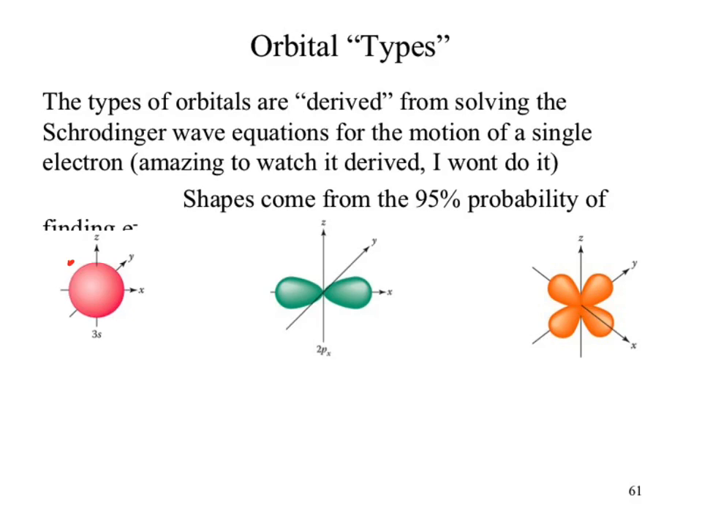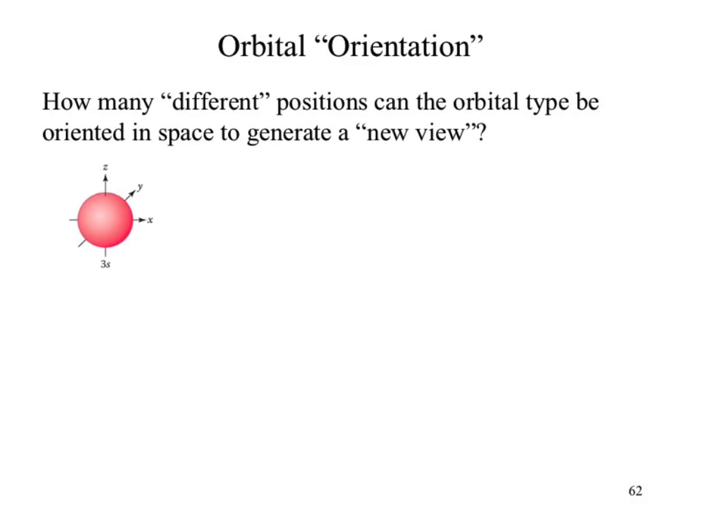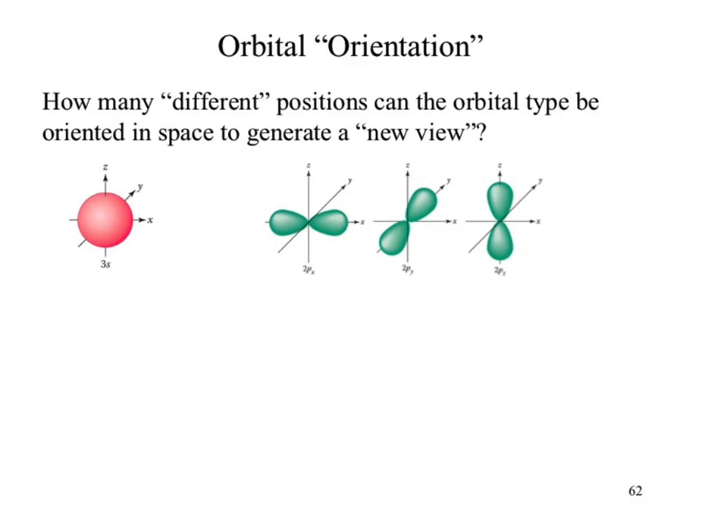When I move to the 2p, energy level and orbital type, I get a 95% probability of finding it in that dumbbell shape. Same deal with the clover leaf. So our sphere has one orientation, so we only get one orbital. With the dumbbell, because we can tell if it's rotated, that means we get more orbital types. We get three orientations. Those three orientations fall on the X, Y, and Z axes.